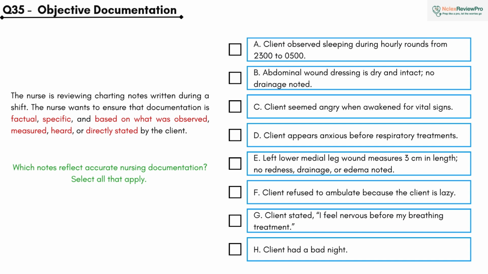Option F. Client refused to ambulate because the client is lazy. Option G. Client stated, "I feel nervous before my breathing treatment." Option H. Client had a bad night. Take a moment and think about your answer. The correct answers are Option A, Option B, Option E, and Option G.